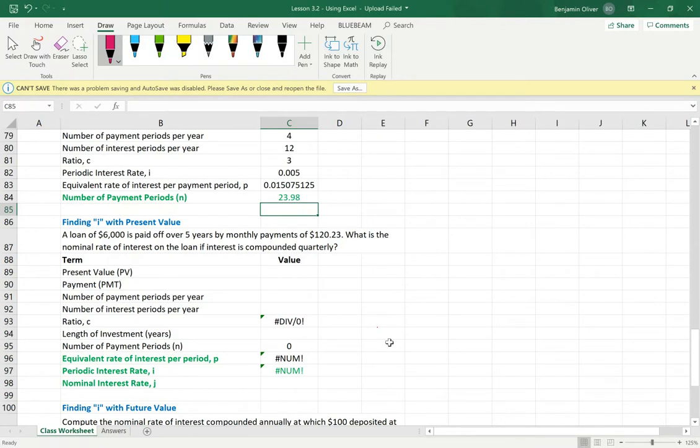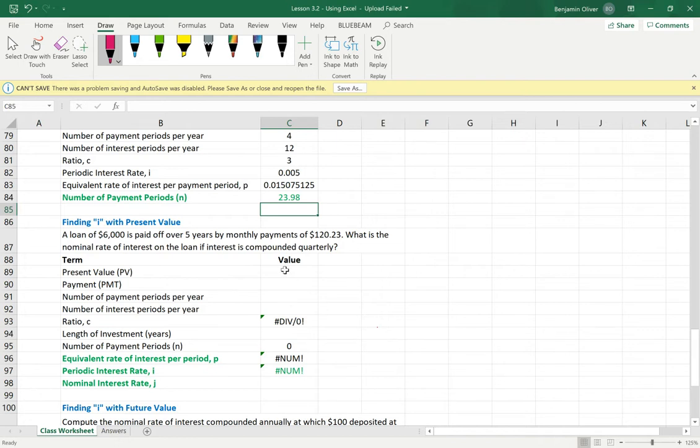Okay. Our next examples, the last two for this lesson, are to find i. So first let's start with i knowing the present value. All right. So a loan of $6,000 is paid off over 5 years by monthly payments of $120.23. What is the nominal rate of interest on the loan if interest is compounded quarterly?